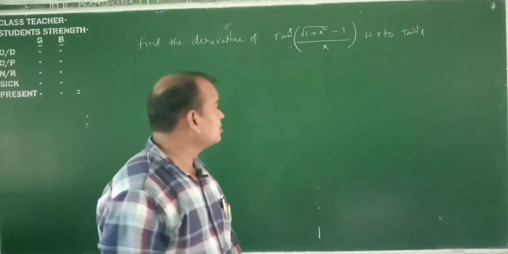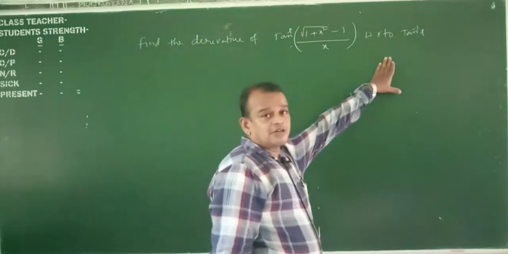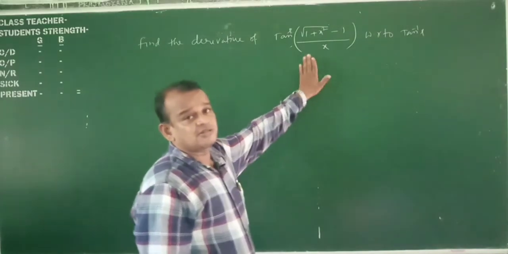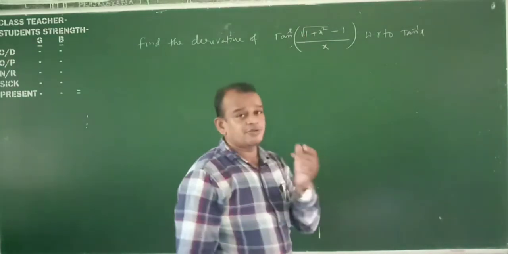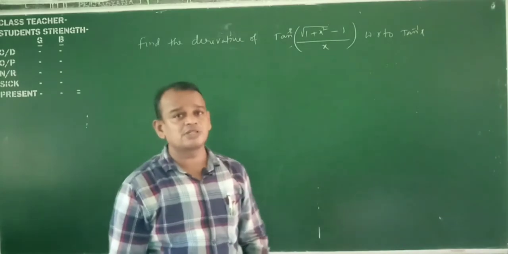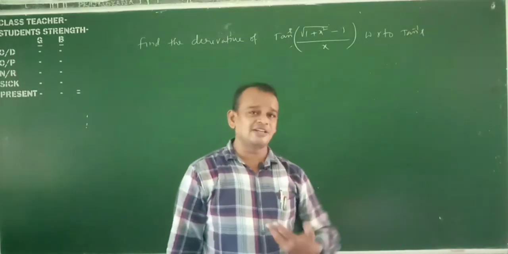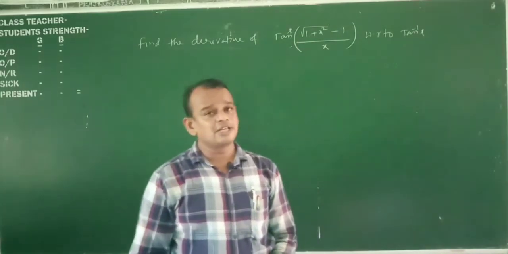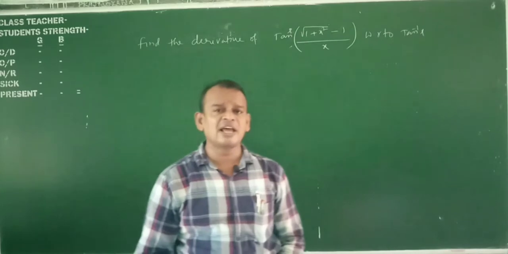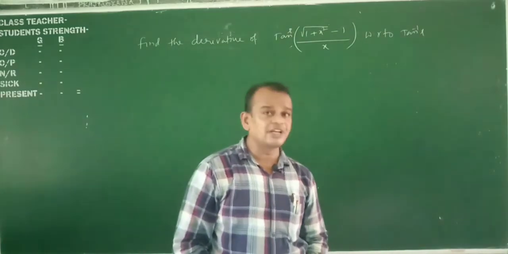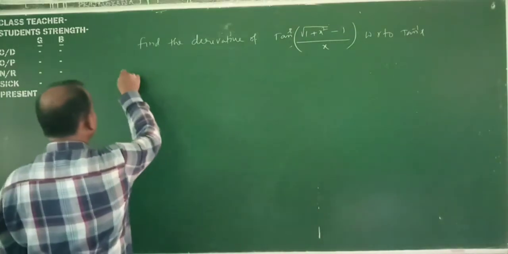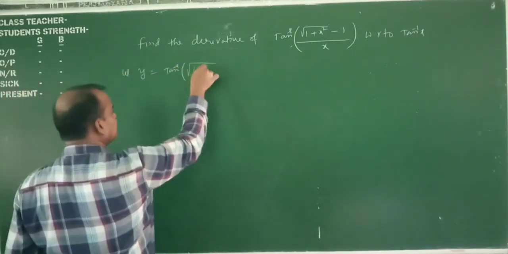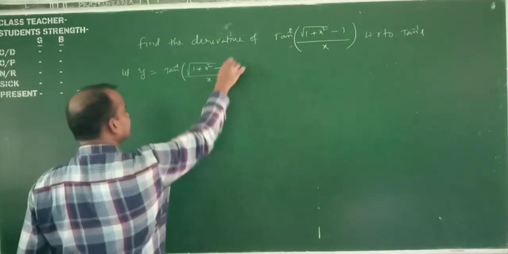Okay, my dear students. Now this is one function, that is the other function. You know that in the substitution method I already explained this. Here a square plus x square type is there. Whenever a square plus x square, what is the substitution? x is equal to a tan theta or x is equal to a cot theta. The a value here is 1. So x is equal to tan theta. Now let y is equal to tan inverse of root over 1 plus x square minus 1 by x.